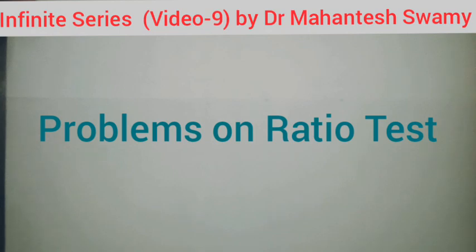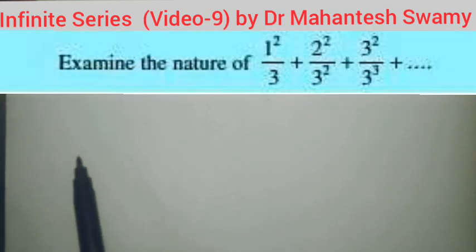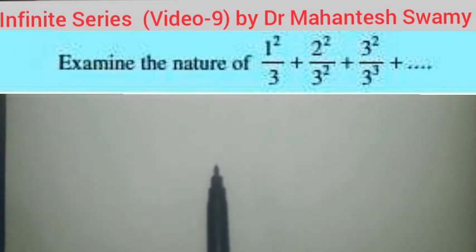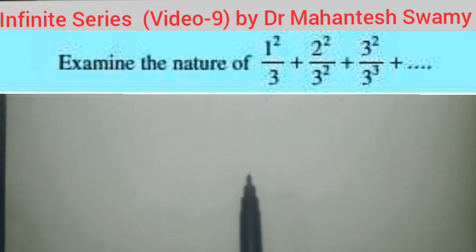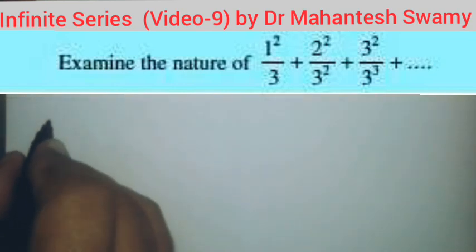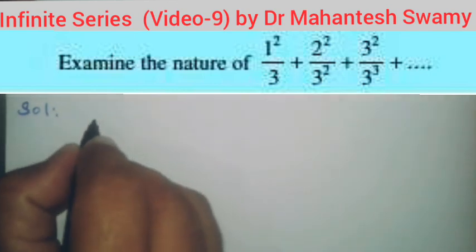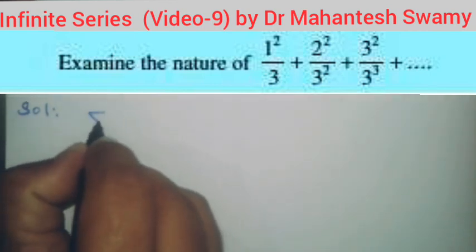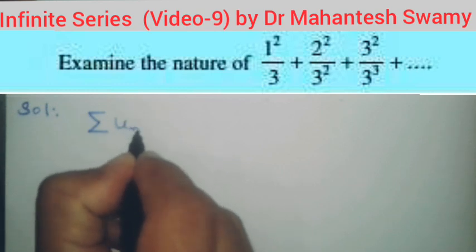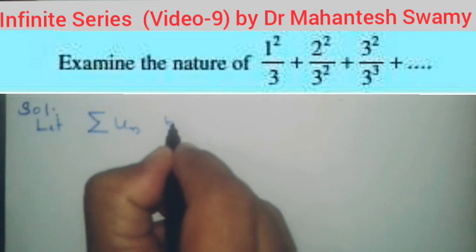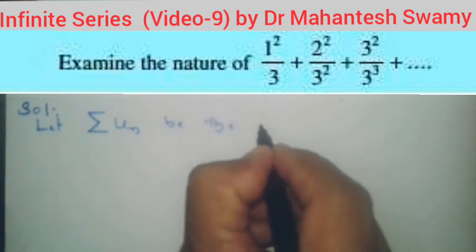So the first example is to examine the nature of 1 square by 3 plus 2 square by 3 square plus 3 square by 3 cube plus dot dot dot. So here how to proceed? So let us proceed here. The given series is summation un. We should write: let summation un be the given series.